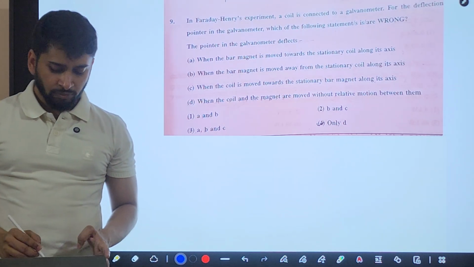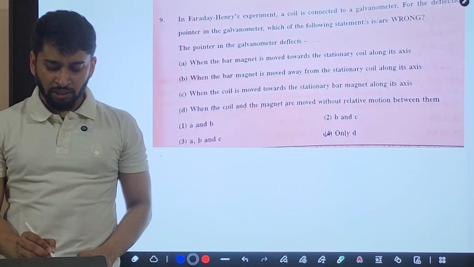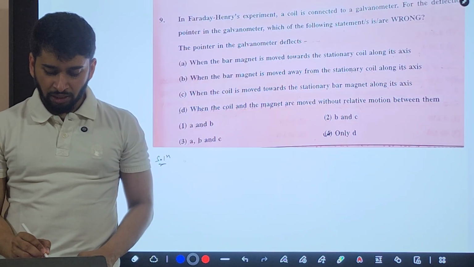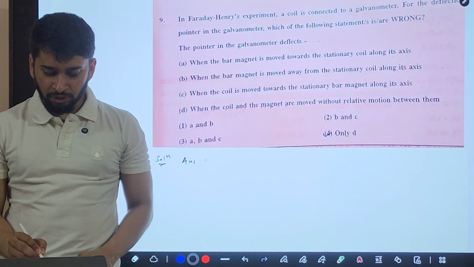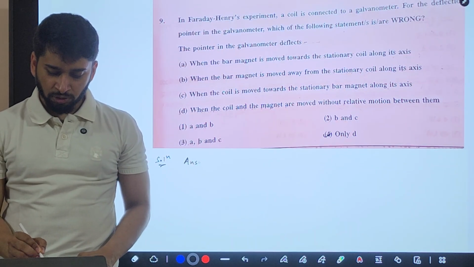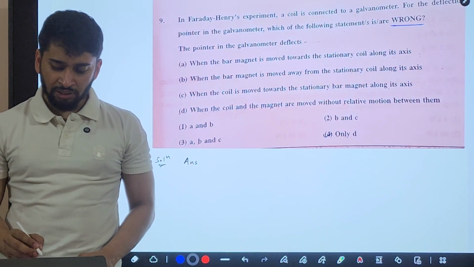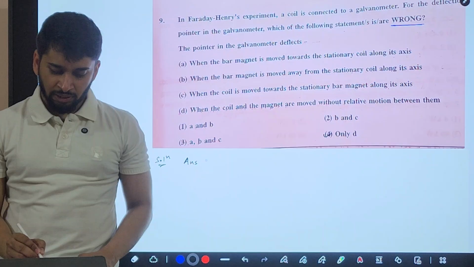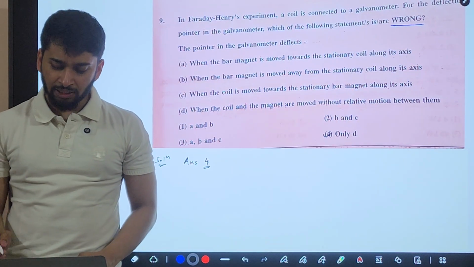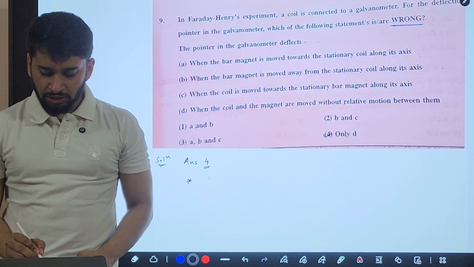See, the idea here is that the flux should change. For EMF to be induced, flux should change. So in option D, the flux will not change. Which statement is wrong, they're asking? So the answer will be the 4th option, because there is no change in flux.